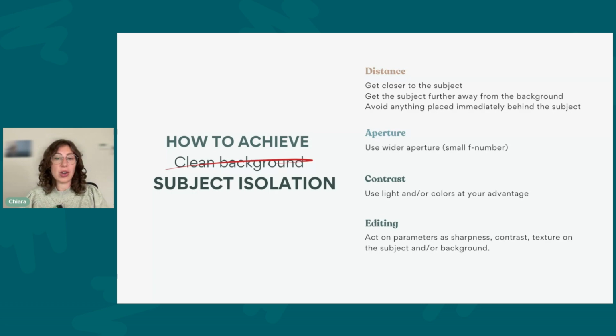The first thing that we can act on is the distance, so trying to get closer to the subject. I know that this is not always easy, so we can also just try to get the subject further away from the background. This can also just mean moving by a few steps to the right and or to the left, and you will see that maybe that branch that was right behind the subject is not there anymore. Of course, we can also work on parameters like the aperture. And also remember to use the concept of contrast to your advantage, so use light and colors, as we will see later on. And also, obviously, as a last resort, you always have editing, so you can act on sharpness, contrast, texture, so the subject can stand out more.